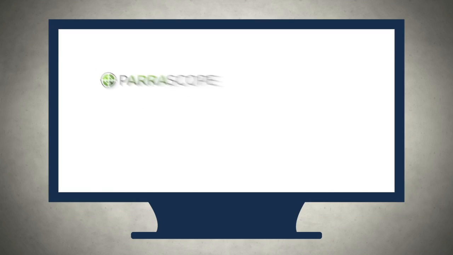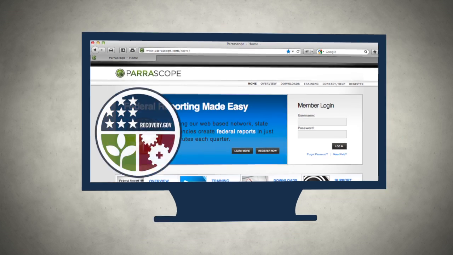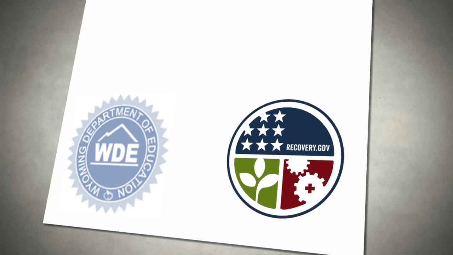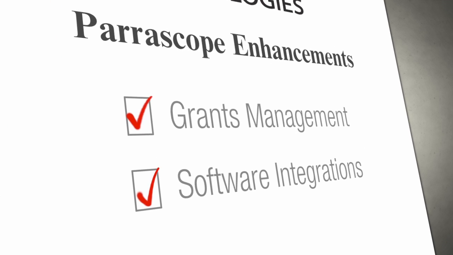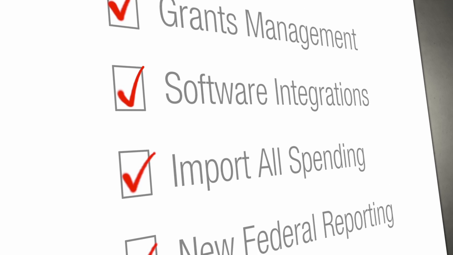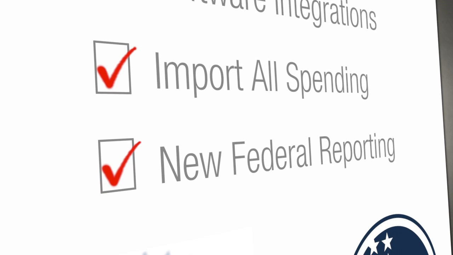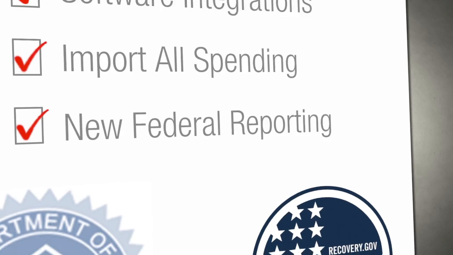Parrascope is a web-based reporting system originally built for the Recovery Act by the Wyoming Department of Education and Level 1 Technologies. It was enhanced to provide advanced fiscal monitoring tools for the state and is now positioned as the ideal reporting solution for the Data Act.